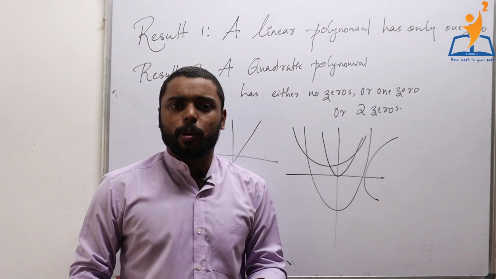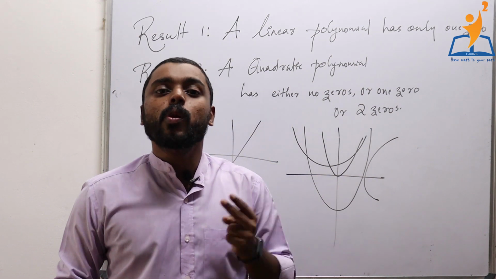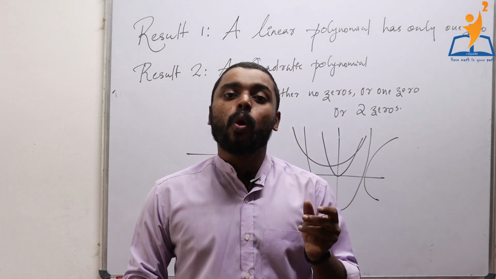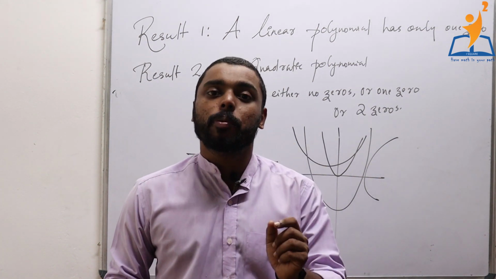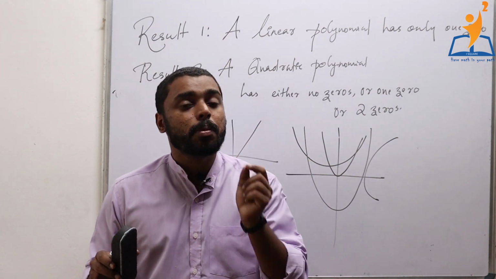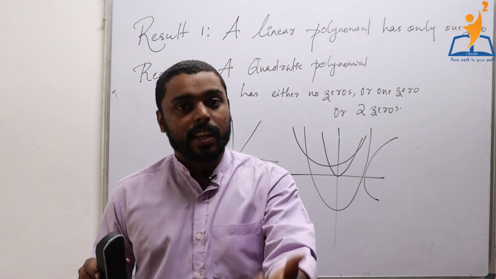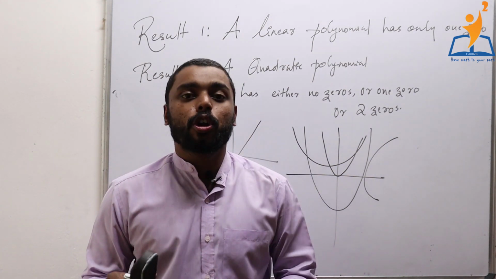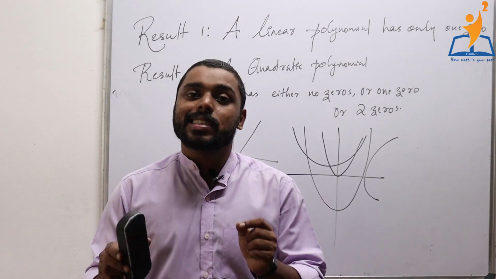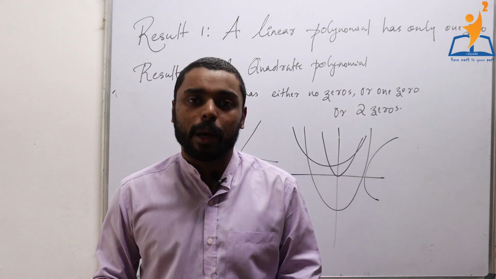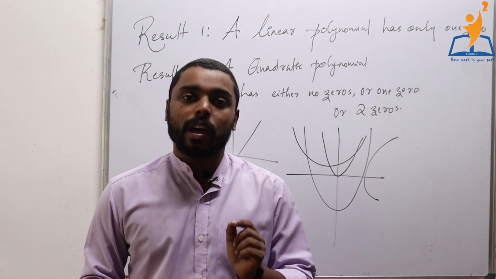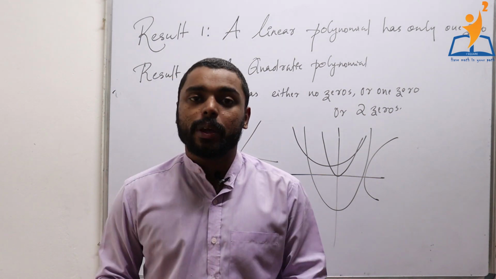Similarly, a cubic polynomial can cross the x-axis at most 3 times. It may have no zeros, 1 zero, 2 zeros, or at most 3 zeros, because the graph of a cubic polynomial can cross the x-axis at most 3 times. Similarly, we can generalize this result for higher degree polynomials. So the maximum number of zeros allowed for a polynomial is its degree. It can be less than that, but the maximum possible number of zeros for a polynomial is its degree.